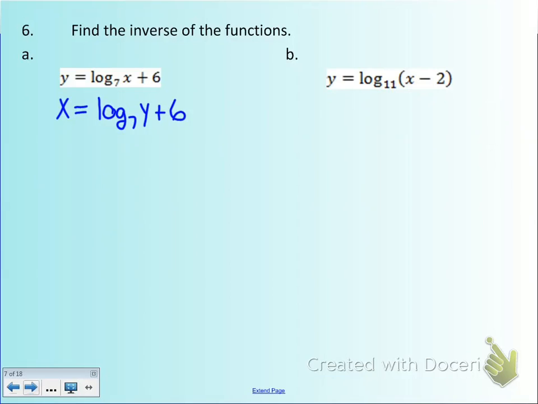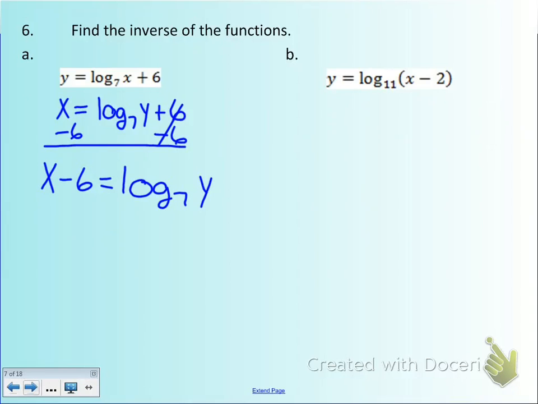In order to do this, we need to subtract 6 from both sides. So we get x minus 6 equals log base 7 of y. Now right here in log form, there's nothing else we can do. So if we can't do anything in log form, let's see if we can put it in exponential form and see if that helps us out at all.